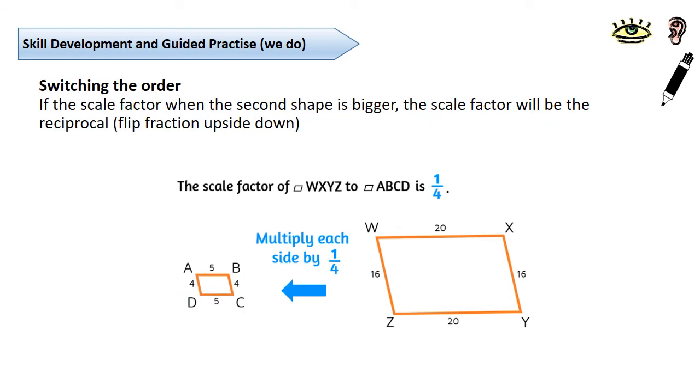When we go the other way, so say we started with W, X, Y, Z, and we were to produce parallelogram A, B, C, D, well, the scale factor would be 1 on 4, okay? Because we would be dividing by 4, or a better way to make sense of it would be to times by 1 on 4, okay? So that is the scale factor of going that way.